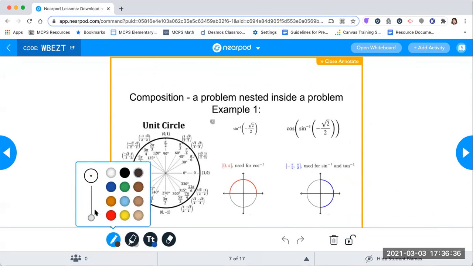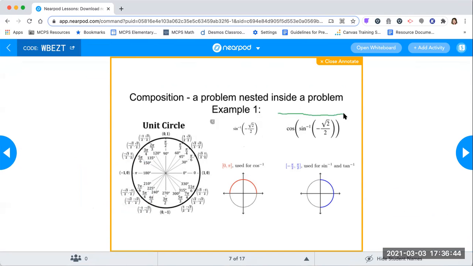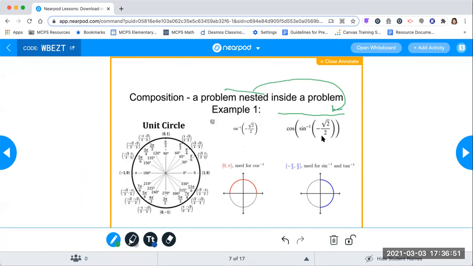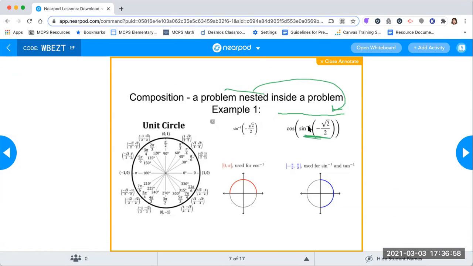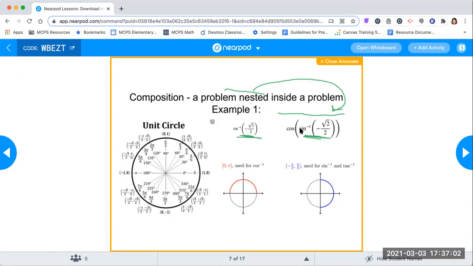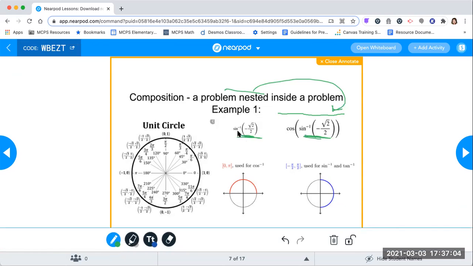A composition problem is basically a problem nested inside a problem. So we'll do this first example. If you see cosine of inverse sine of negative root 2 over 2, it's a problem within a problem. What we're going to do first is just evaluate the inside. The inside is inverse sine of negative root 2 over 2. Let's do that first, and then we'll deal with the outside.